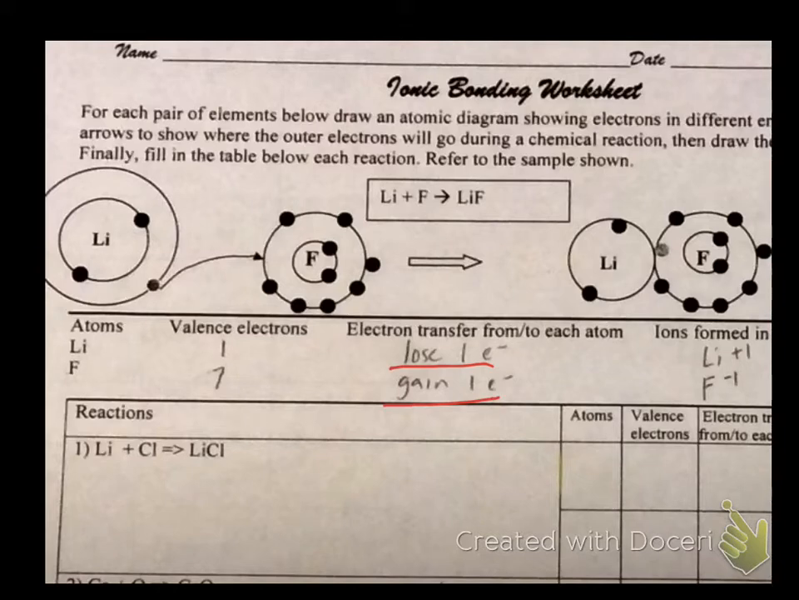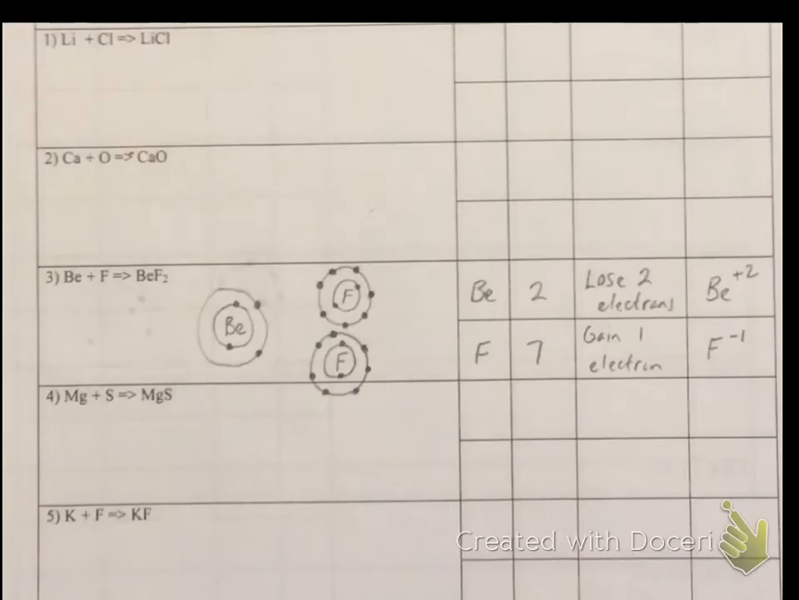Examples don't always work out quite that nicely. Let's look at a slightly more complicated example. Look at question 13 on your worksheet. Question 13, we have beryllium combining with fluorine to make beryllium fluoride.